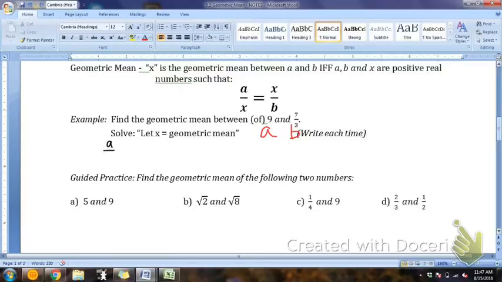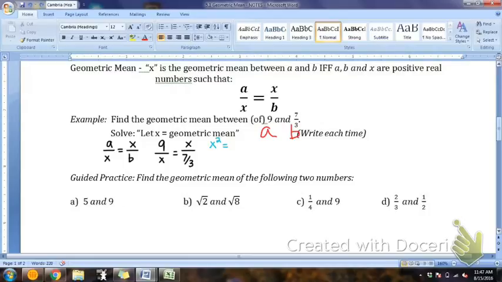So I have my formula a over x equals x over b. I can plug in 9 over x equals x over 7/3. So I just plugged in my 9 and my 7/3 in for a and b. How do we solve this problem? Cross multiply. Okay, what is x times x? Not 2x. x squared. Where's my algebra 2 students? x times x is x squared. Okay? So this is new, which is fine. x times x is x squared.